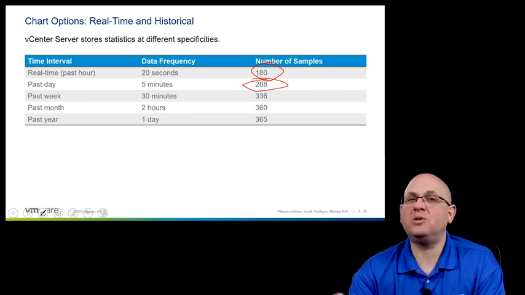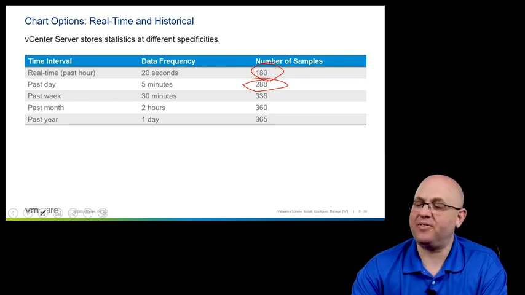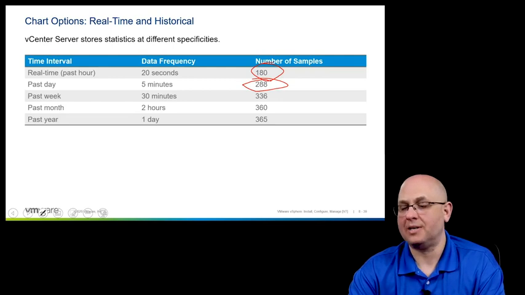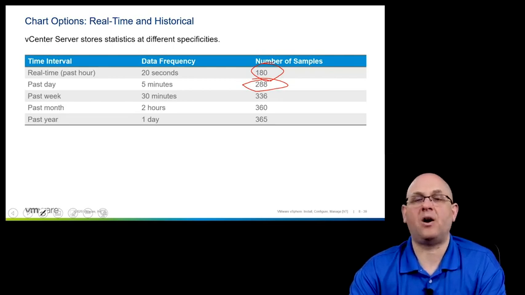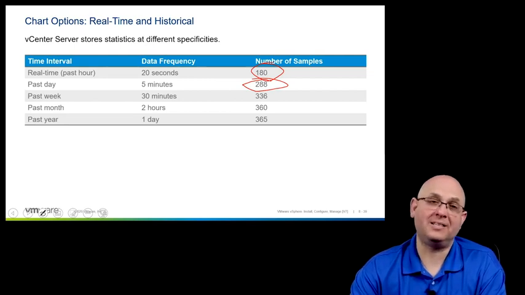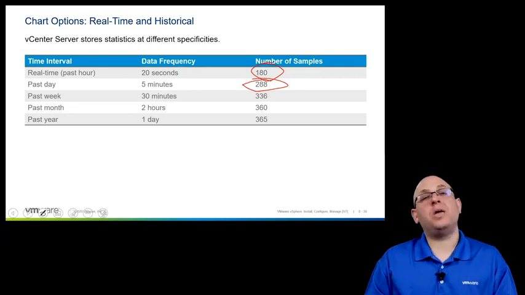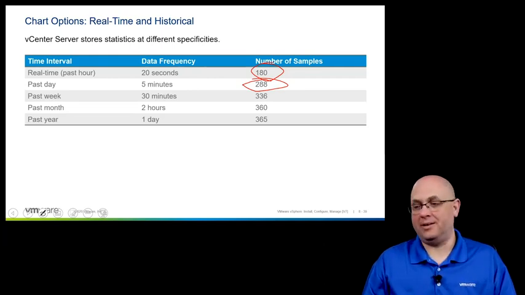And we'll continue to do that, and we'll give you past week samples that are collected every 30 minutes, past month samples that are collected every 2 hours, and past year samples that are collected every day, for a total of 365 one-day samples per year. And that is what we will keep in vCenter's database.